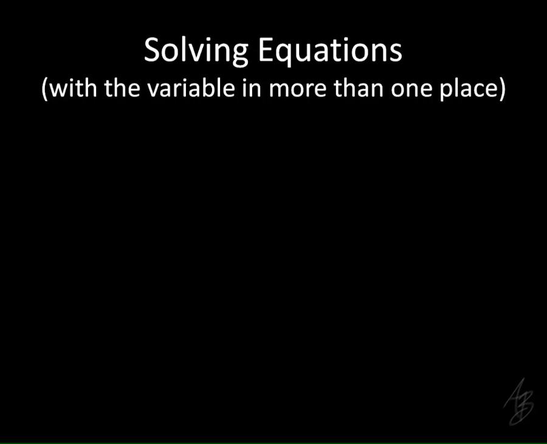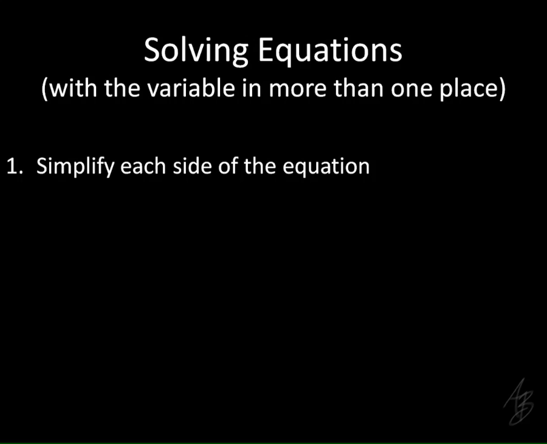So, refreshing what we talked about last Thursday. When we solve equations with the variable in more than one place, and in this case, we're looking at equations where the variable is on both sides of the equation, so we have something on the left side and on the right side, the first step is exactly the same as what we were doing before. Okay? It doesn't matter if the variables are on both sides or not.